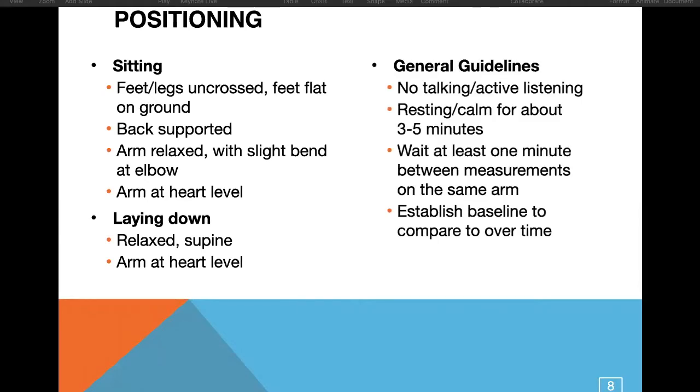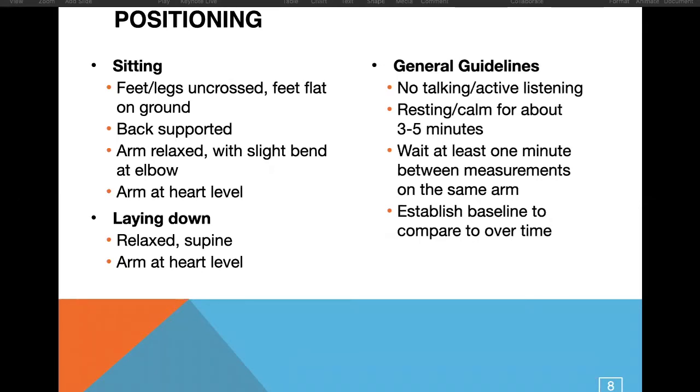Generally speaking, we would like them to not be talking and be resting or calm for about 3 to 5 minutes. So this is not somebody who just ran in or has been very excited, that they can be calm and taking some nice deep breaths for about 3 to 5 minutes.